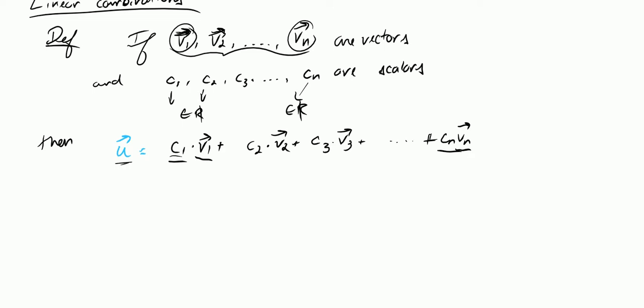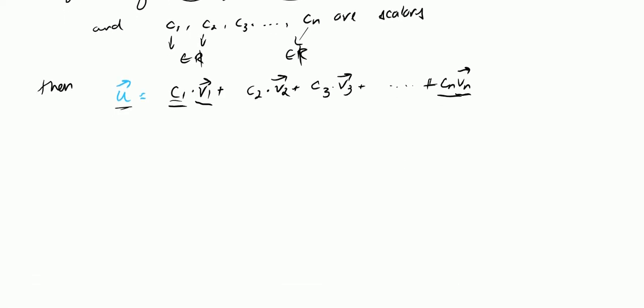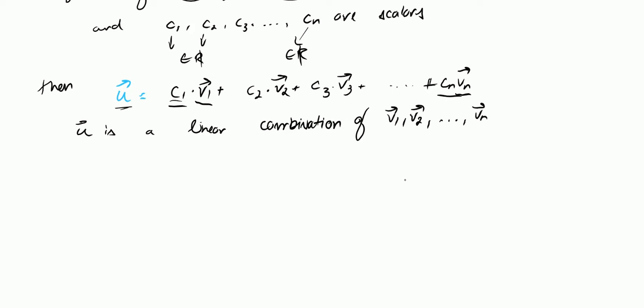we can say that u is a linear combination of the vectors v1, v2 through vn. So that's what it means for something to be a linear combination of a set of vectors.